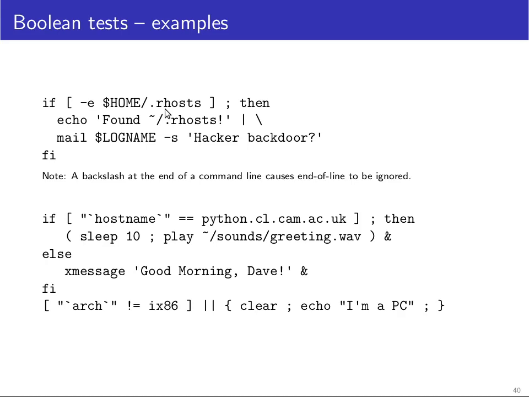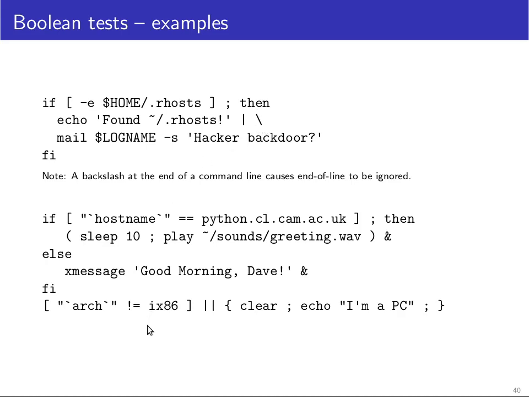So the old rlogin or the more modern SSH command have accepted versions of this file, and this is a little test for a security conscious user that you may want to check in as a tripwire in one of the shell startup scripts. Here you can also see that the middle two lines are a single pipe, and in order to allow the pipe to extend over two lines, you have to escape the line feed at the end of the first line with a backslash character.